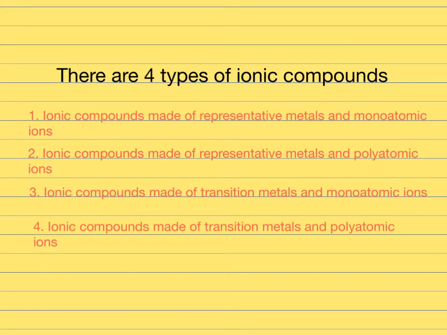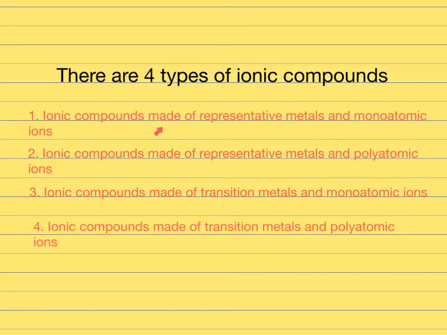There are four types of ionic compounds. And as you can see over here, the first type is the ionic compound that is going to be made of a representative metal. Remember, metals that are in group 1, 2, or 13, or 1A, 2A, and 3A, and monoatomic ions. These ionic compounds are also known as binary salts.